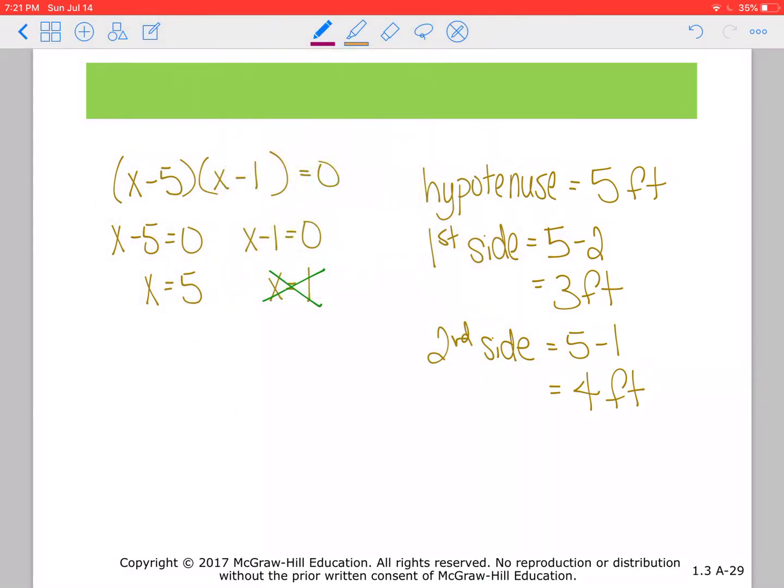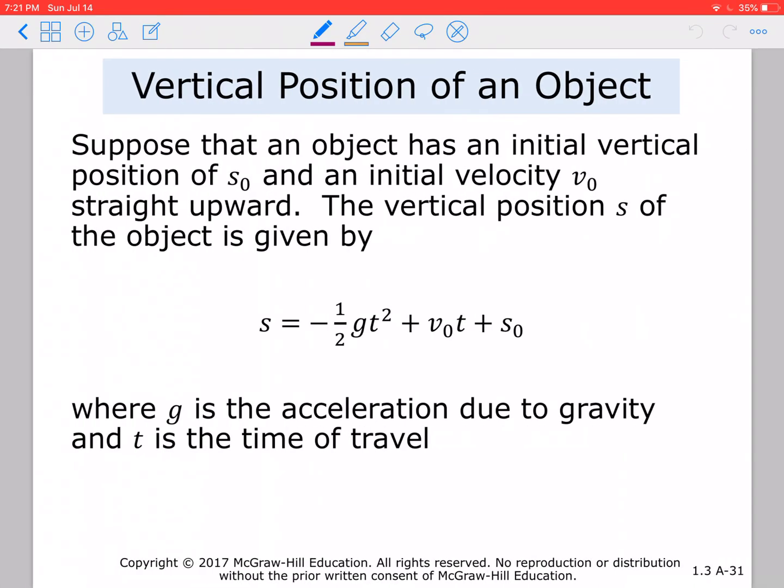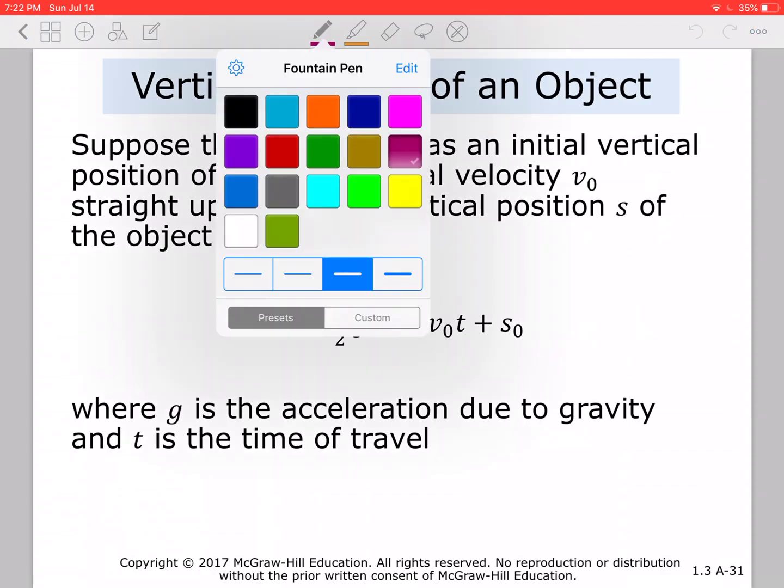Our last example deals with vertical position of an object. So for this, you're thinking about if you shoot a rocket straight up in the air, then what is its position over time? Okay, let's read this. So S is your position. That's equal to negative 1/2 gt² plus v naught t plus s naught. G is your acceleration due to gravity.